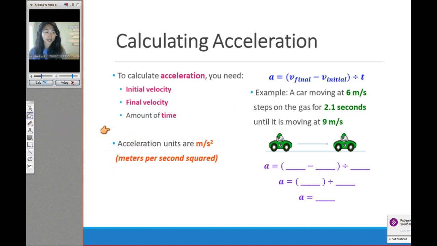Give me a smiley face if that makes sense. Come on, Tariq. Math is not bad at all. Math is not bad at all. Okay? So again, units for acceleration are meters per second squared.